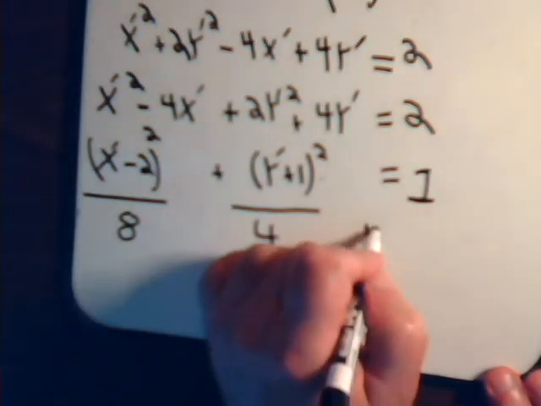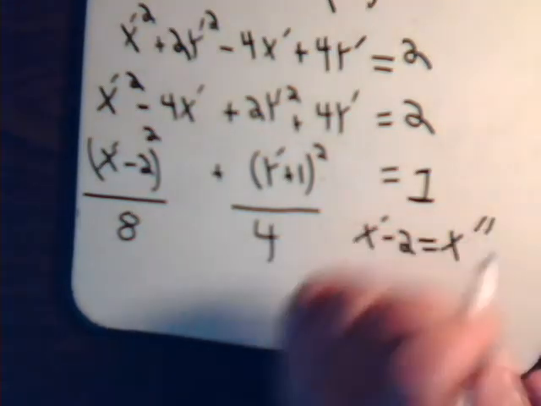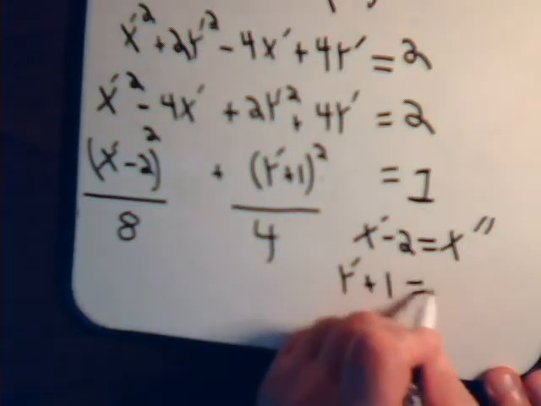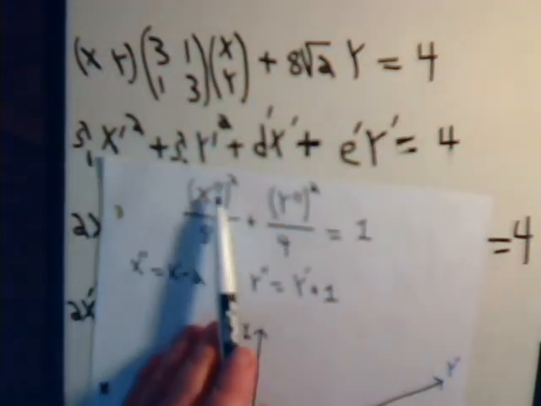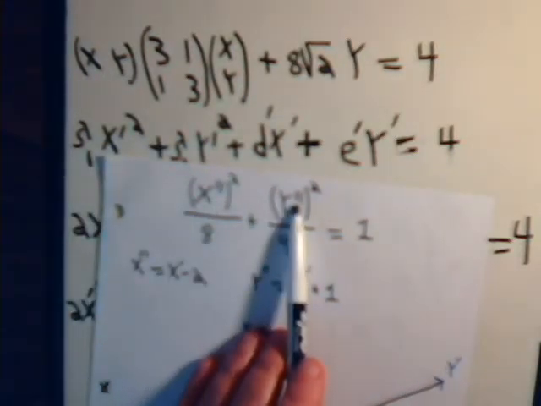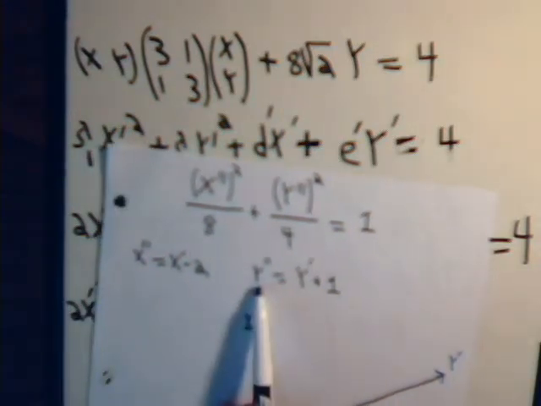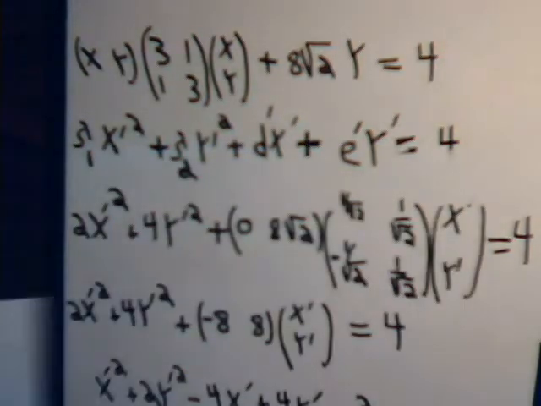Now here, x prime minus 2, we can call that x double prime, and y prime plus 1, y double prime. Then we'll have x double prime squared over 8 plus y double prime squared over 4 equals 1. x prime is this, y prime is this. So let's just erase the board so we don't get distracted by that and see exactly what all this means.